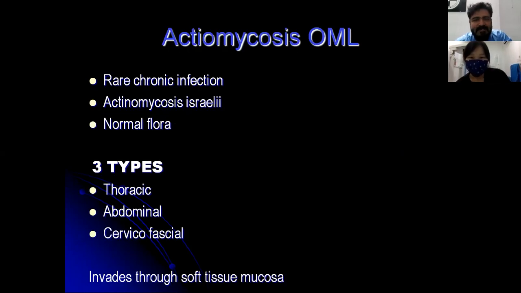In actinomycosis osteomyelitis, a rare chronic infection, it happens with Actinomyces israelii, which is in the normal flora. There are three types: thoracic, abdominal, and cervicofacial. We are concerned about cervicofacial only. It invades through the soft tissue mucosa, so actinomycosis OML mostly happens in soft tissue.